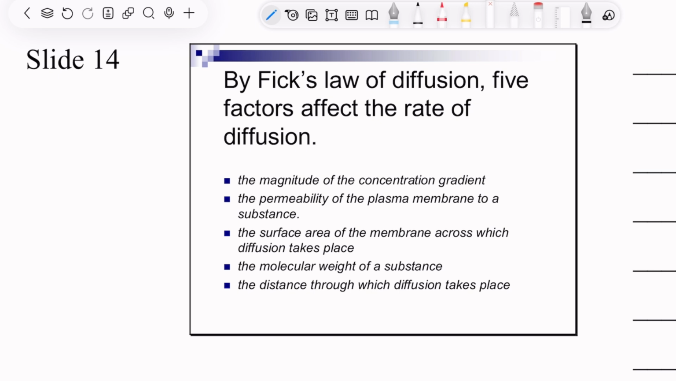So in simpler terms, the bigger the difference, the faster the diffusion. If it's easier to pass, the faster the diffusion. If there's more space, the faster the diffusion. So what does that mean? Well, if there's more surface area on the membrane, it can spread out faster. Smaller things move faster, and shorter distance equals faster diffusion.